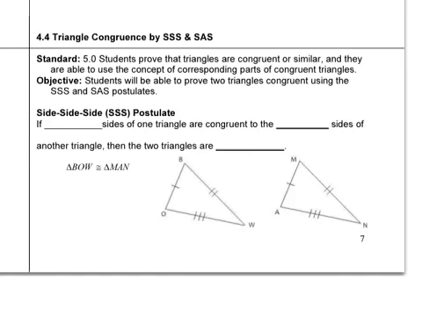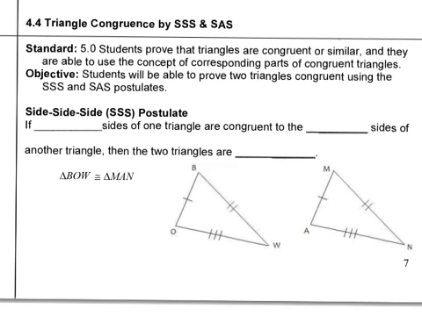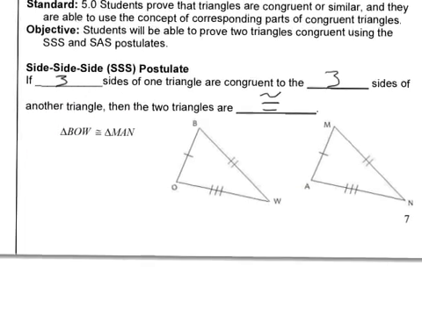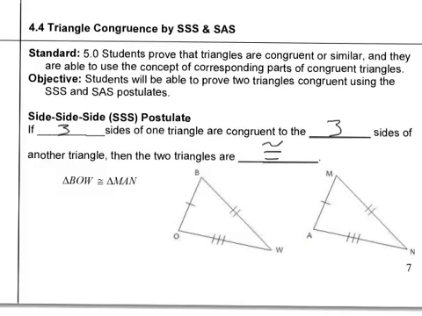In fact, all we need is three things. If three sides of one triangle are congruent to three sides of another triangle, then the two triangles are congruent. So without knowing anything about the angles, if I just know that I have three sides congruent, that's enough to tell me that the two triangles are congruent. So that's one way. Now there's actually another way. Let's go to the next page.